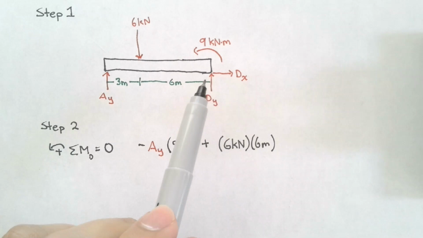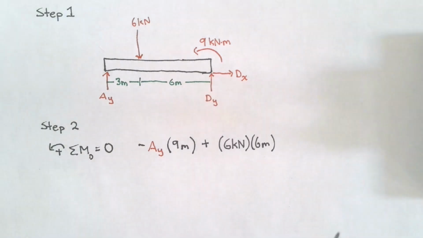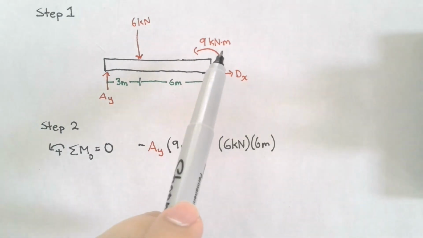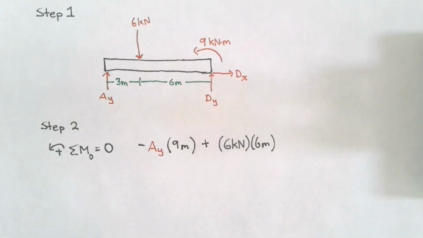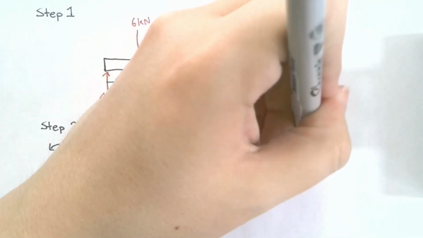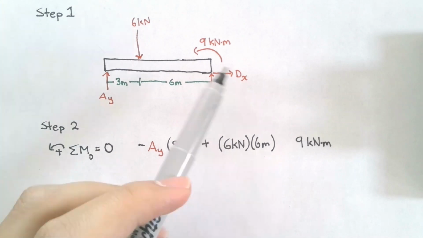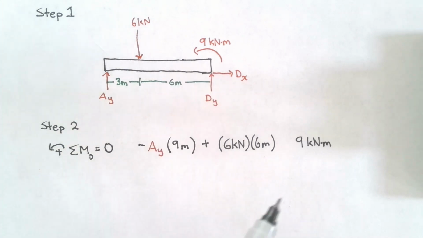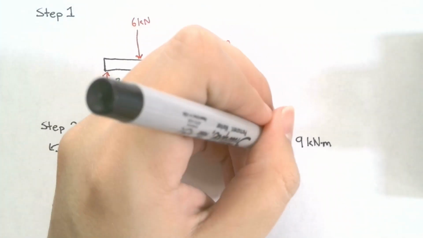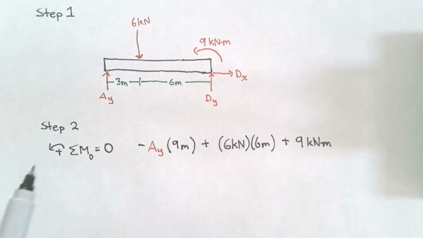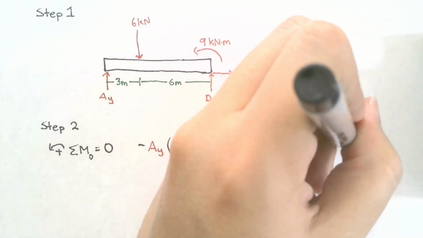Moving towards point D, we don't have to count Dy or Dx because they are causing no rotation about that point, but we do have a 9 kilonewton meters moment acting on it. Notice that this rotation is counterclockwise, so we will give this value a positive number. And following our equation of equilibrium, the sum of these three numbers has to equal 0.